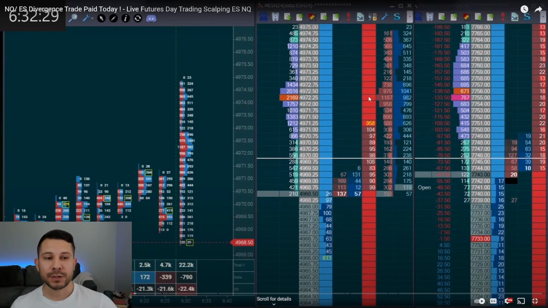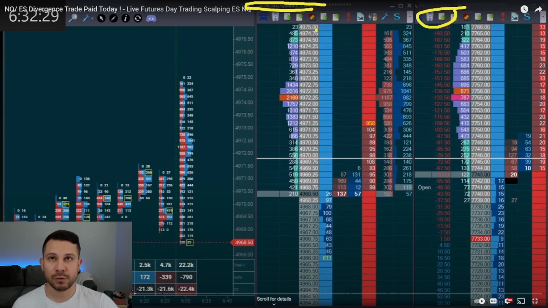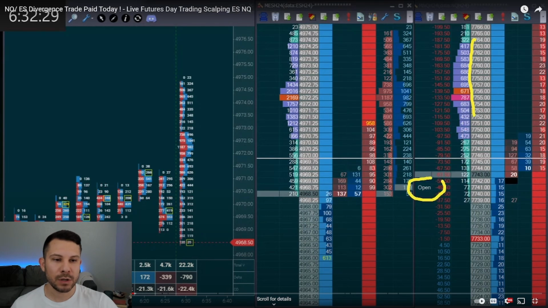Really quickly before I start to play the video, you need to understand the things that are going to be shown on this DOM. This is the NQ DOM, and this is going to be the SPX or ES DOM. You can see really quickly that the market opened here. This was the opening price, the 41 of the NQ. And we've already transacted, so we're a little bit into the open.